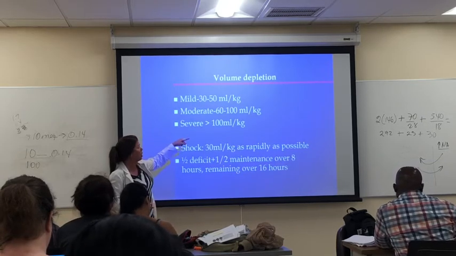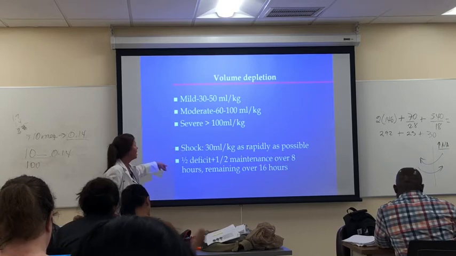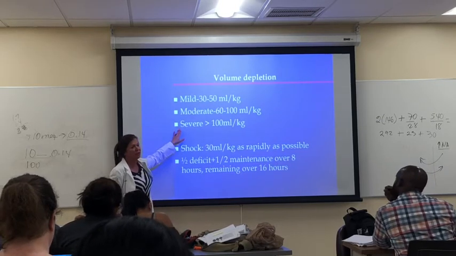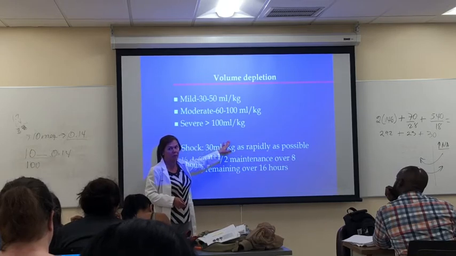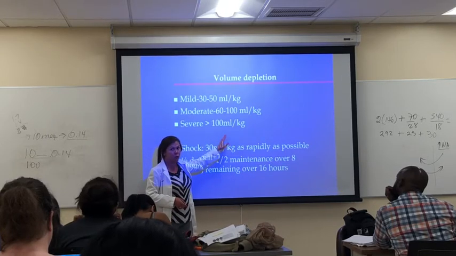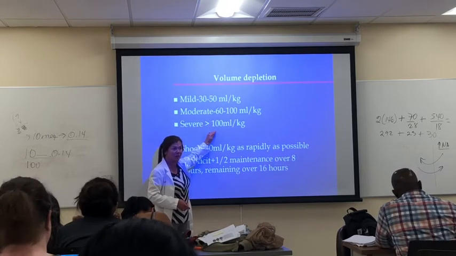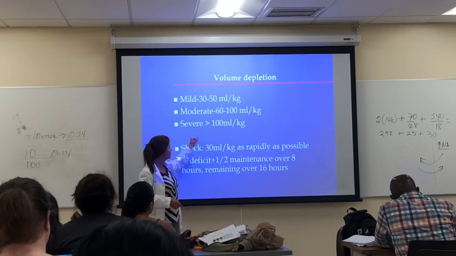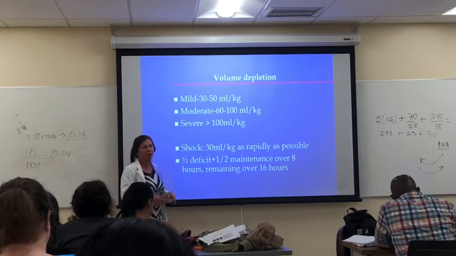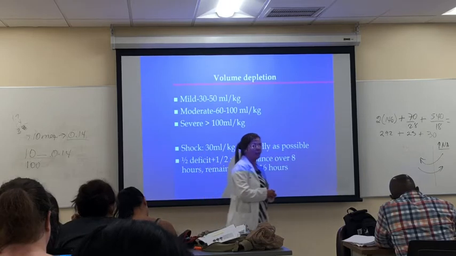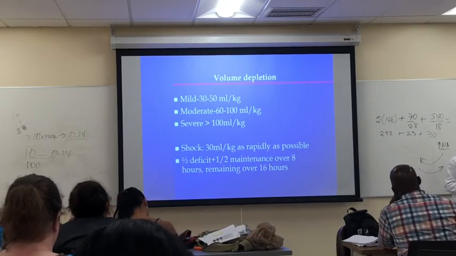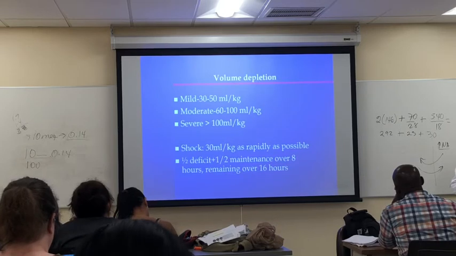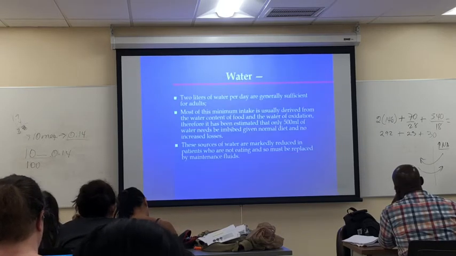Moderate is 60 to 100 mLs per kilo of losses. And severe is the patient that is in shock, and they lose more than 100 mLs per kilo. You need to know this because it's coming on the board. And we already discussed that every patient in hypovolemia or hypotension, you must give a fluid bolus of 30 mL per kilo.